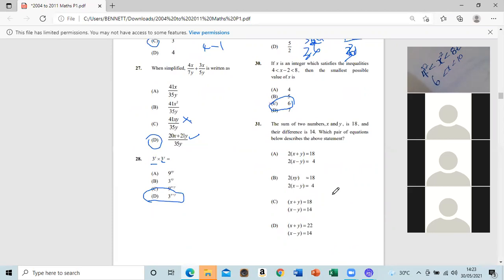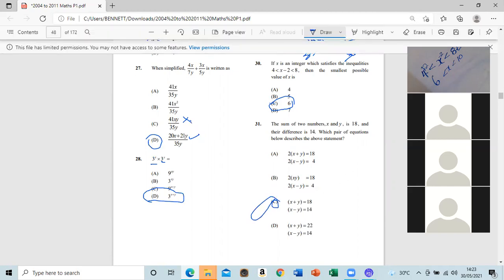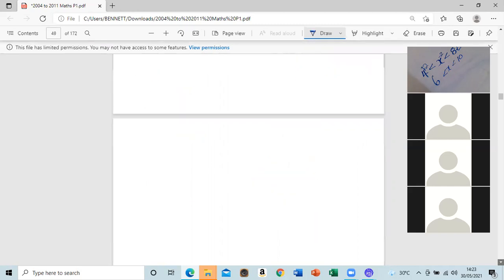The sum of two numbers, x and y, is 18 and the difference is 14. What pair of equations describes this? C, as in cat? Yeah, we don't need long talking on this. It's just the difference and the addition. All right, good job.